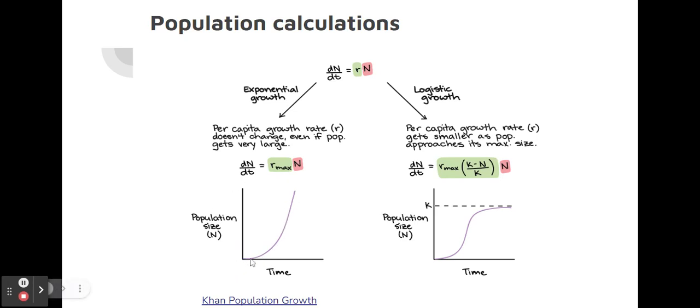exponential growth like this kind of J curve versus this S curve here. And again, if they're asking for the maximum growth or the growth rate, they're looking for you to work with the r and solve for the r. N is the overall population, and dN/dt is how much it changes in a year.